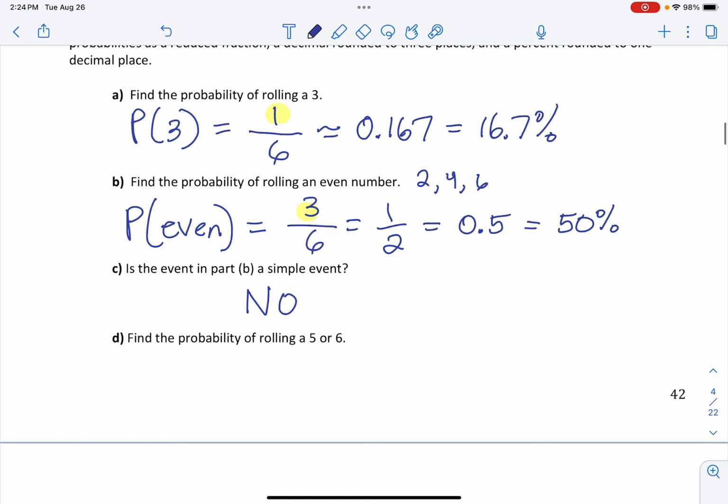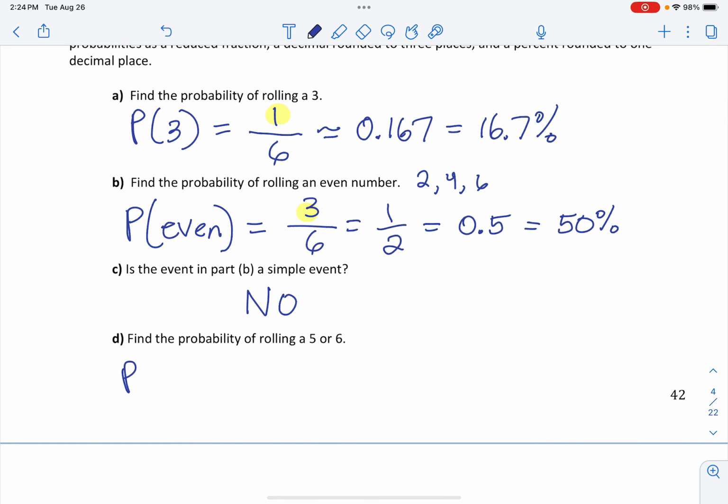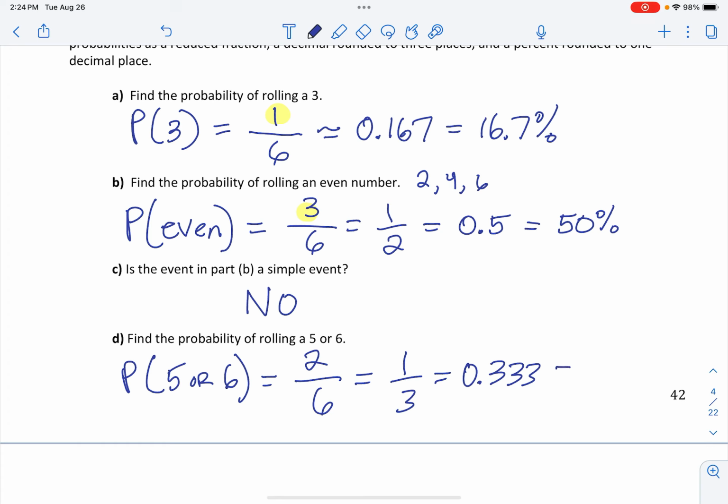How about the probability of rolling a 5 or a 6? Probability of 5 or 6. Well, that's 2 numbers, and 6 in the sample space, right? It reduces to a third. That's 0.333, 33.3%. Okay, that's the basics of basic probability. Now, as we go, we'll get more advanced with asking probability questions.